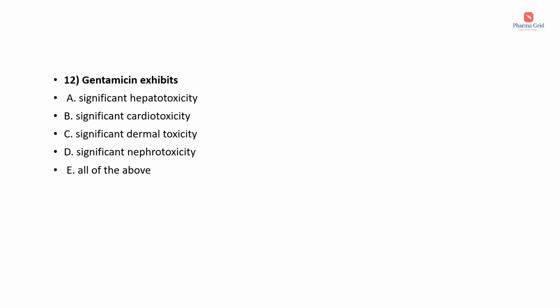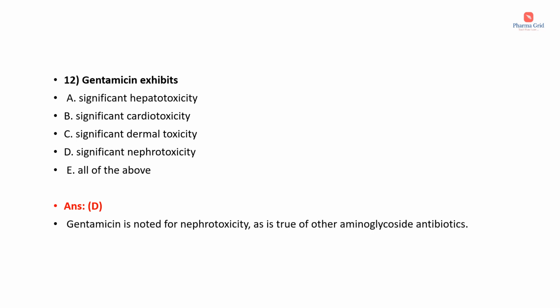Gentamicin exhibits, the options are significant hepatotoxicity, significant cardiotoxicity, significant dermal toxicity, significant nephrotoxicity, all of the above. Here the correct answer is option D, that is significant nephrotoxicity. Gentamicin is noted for nephrotoxicity as it is true of other aminoglycoside antibiotics.